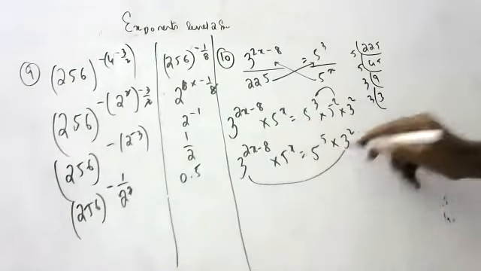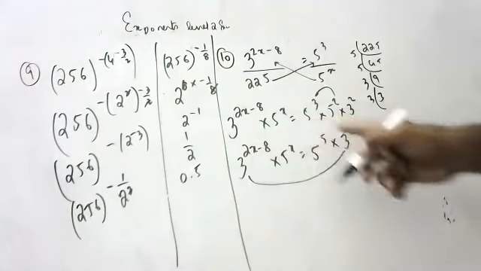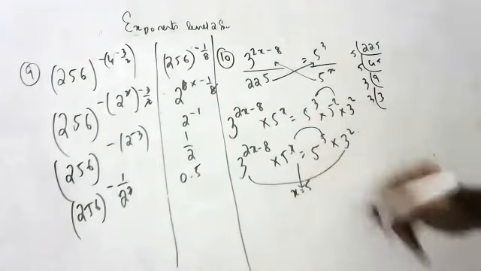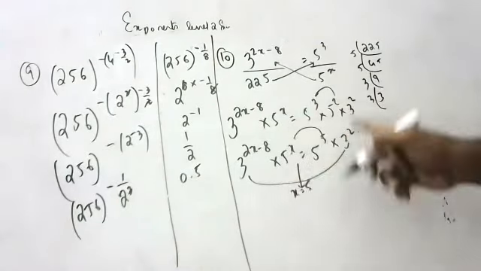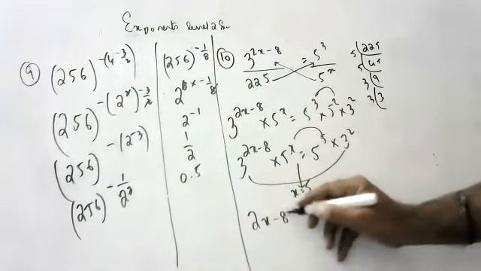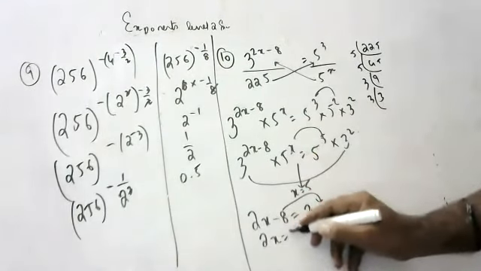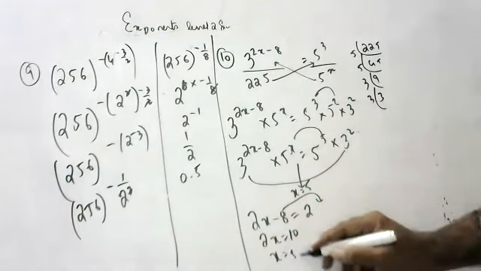So children, if you want to find x, either you compare the 3s or you compare x. X is equal to 5 for the 5, children. For this, x is equal to 5. For this, 2x minus 8 is equal to 2. This comes here. 2x is equal to 10. X is equal to 5.